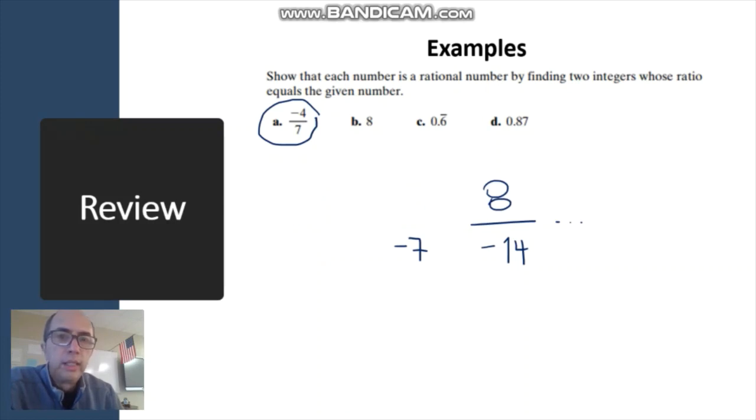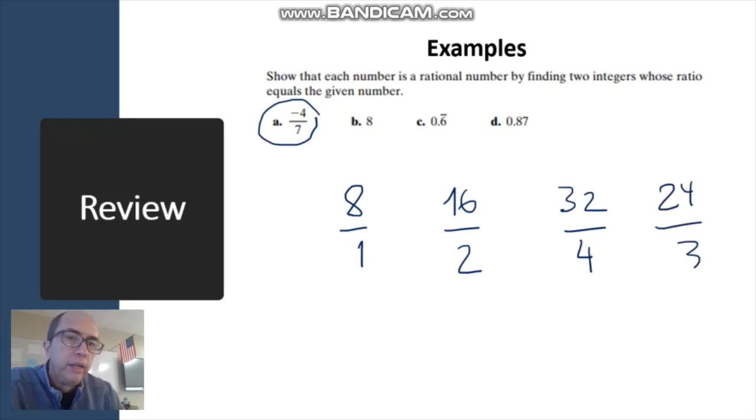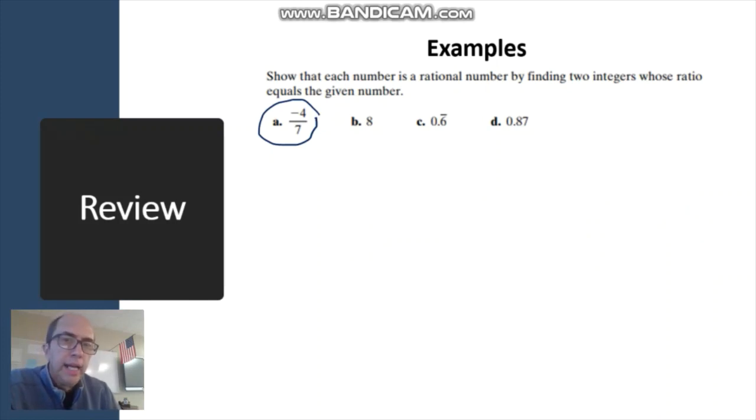And the next one, 8. Can you represent 8 using a ratio? Well, actually, yes. 8/1 is a ratio, or 16/2, 32/4, 24/3. All these are ways of representing 8 using a ratio. Okay? Letter C. So this is okay, a rational number. And this is okay, a rational number. Let's see this.